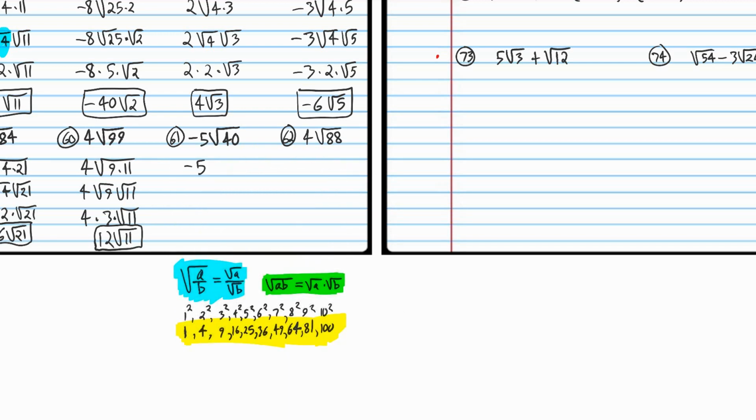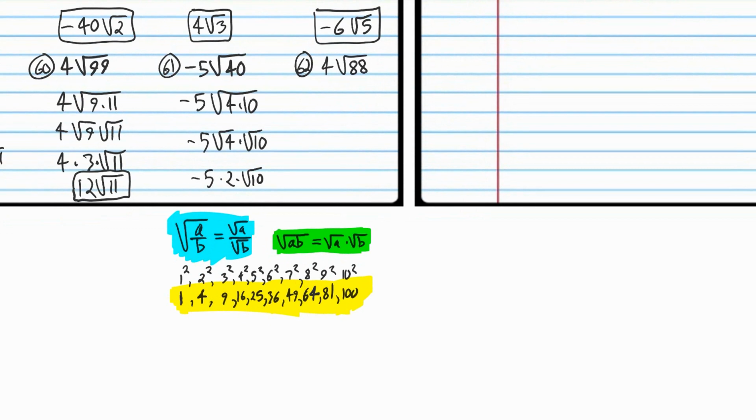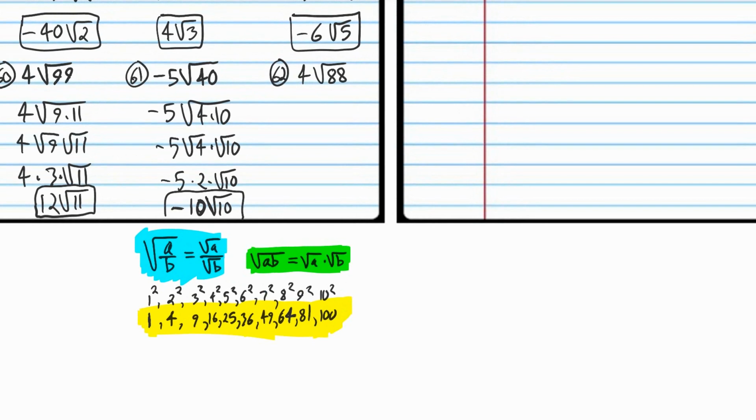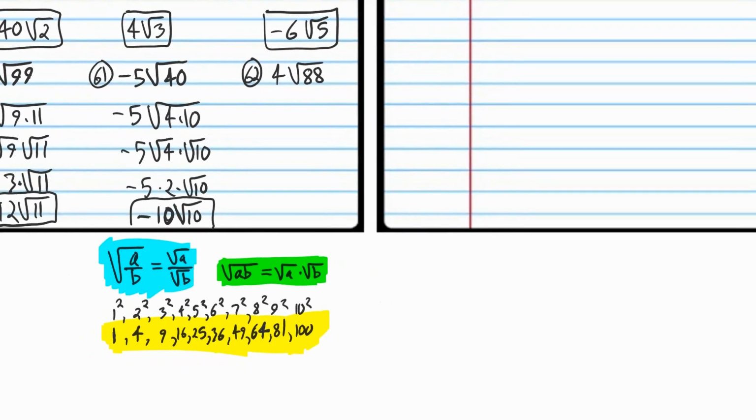All right, we're back. So the best way to factor that is 4 times 10. Use the green principle. And negative 5 times 2 times root 10. And negative 5 times 2 is negative 10. So we end up with negative 10 root 10. So if you got that answer, good job. All right, try number 62, and when you come back, we'll do it together.